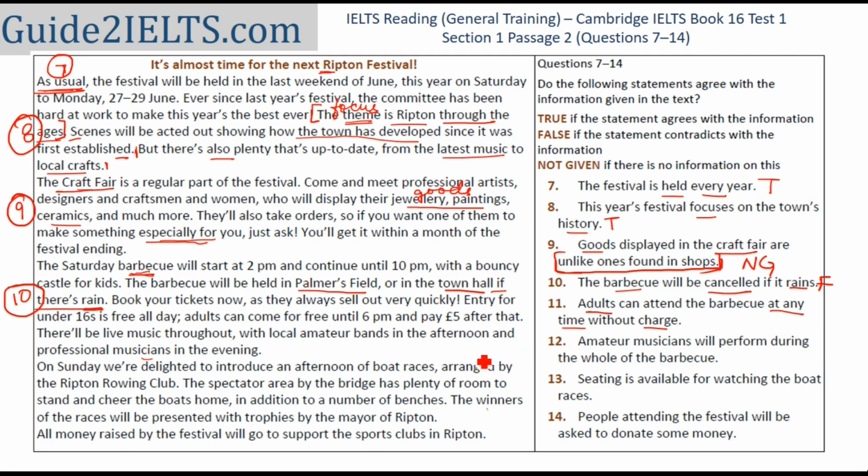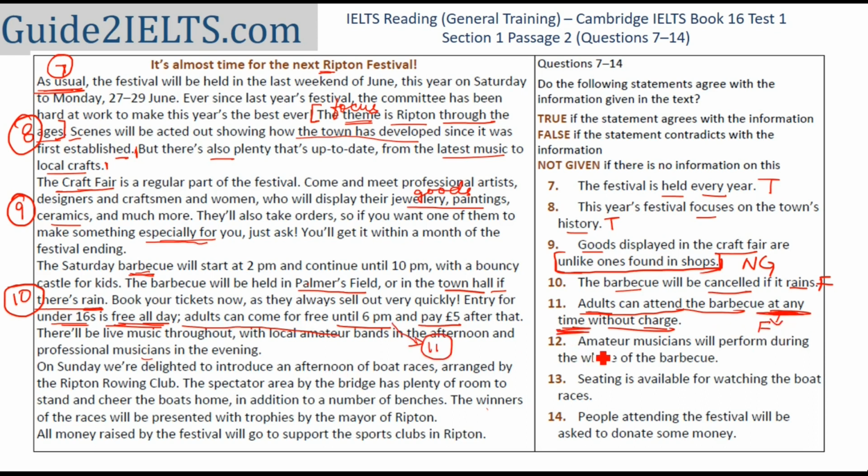Let's see. So book your tickets now, as they always sell out very quickly. Entry for under 16s is free all day. So for those below 16, it is free all day. All day means anytime. Free is without charge, but that is only for people who are under 16. Adults can come for free until 6 p.m. and pay £5 after that. So adults can attend the barbecue without charge till 6 p.m. After that, no. So at any time, because of this, it is false.